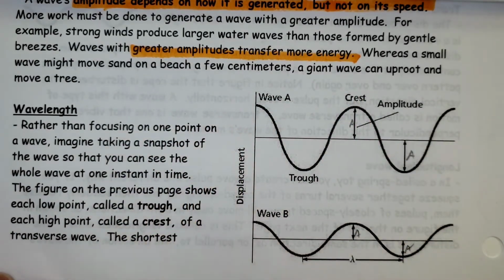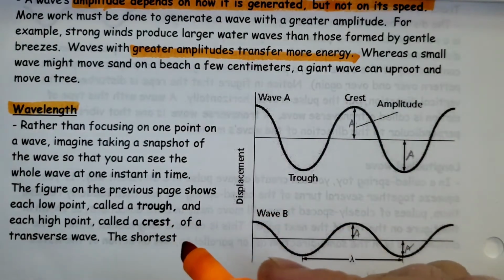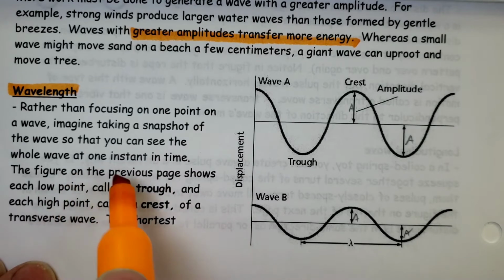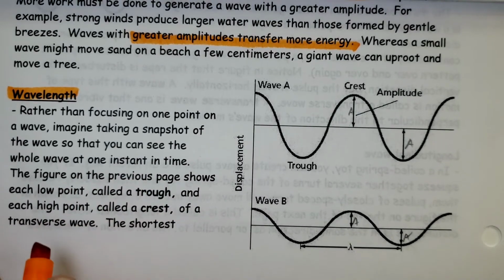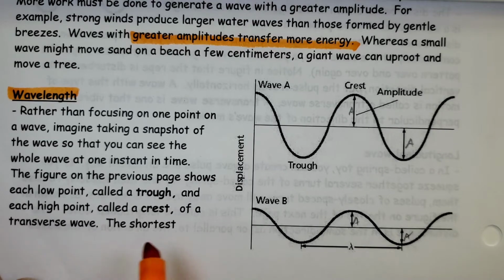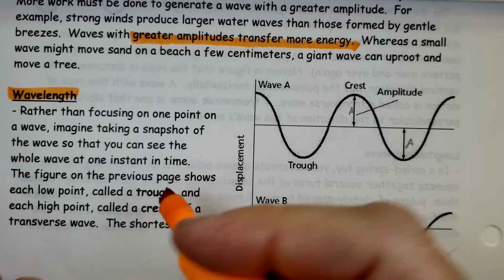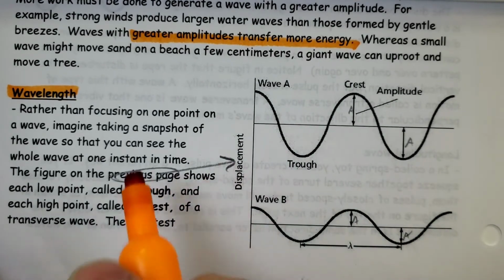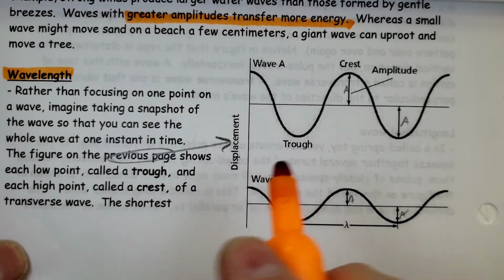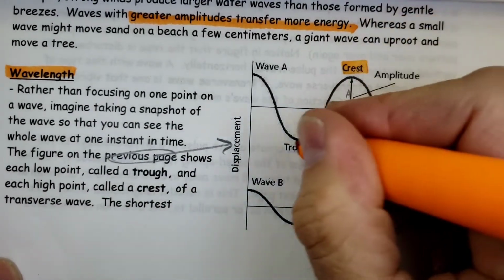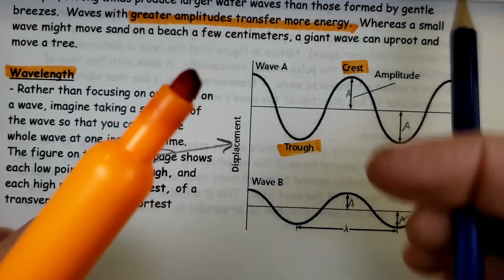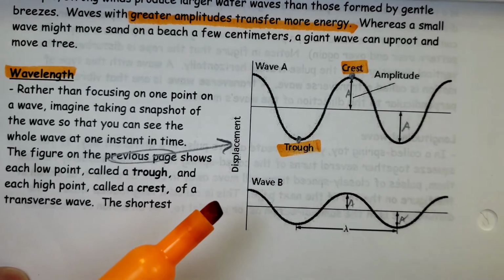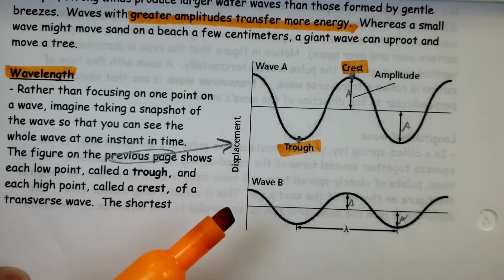Wavelength. Rather than focusing on one point of a wave, imagine taking a snapshot of the wave so that you see the whole wave in an instant in time. The figure on the previous page shows each low point called a trough and each high point called a crest. Well, the previous page, what I really meant is this one right here. I think in my original notes I must have had this on the next page. So here we have a crest and a trough. The crest is the topmost part. The trough is the bottommost part of a transverse wave.